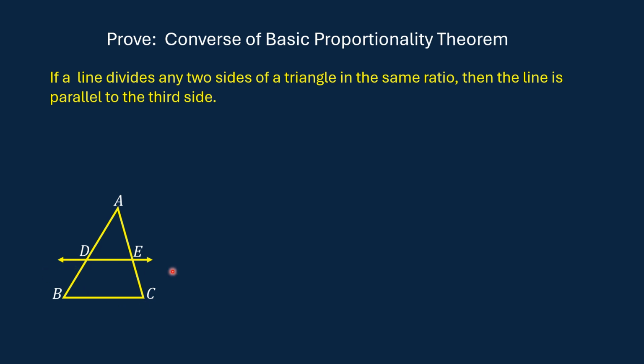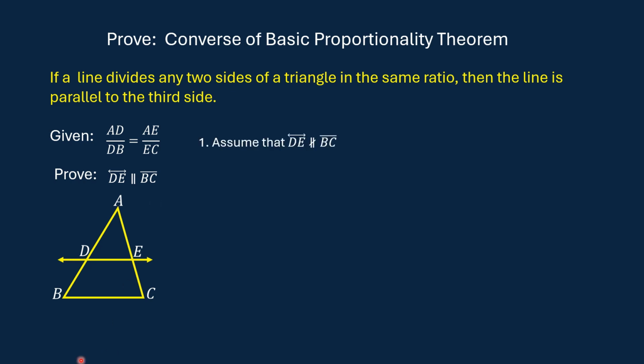Line DE divides side AB and side AC in the same ratio. So, for our given, AD over DB is equal to AE over EC. We are going to prove that line DE is parallel to side BC. So, prove line DE is parallel to side BC.